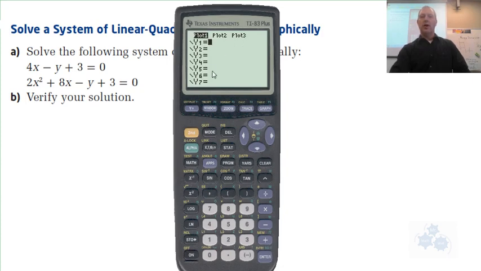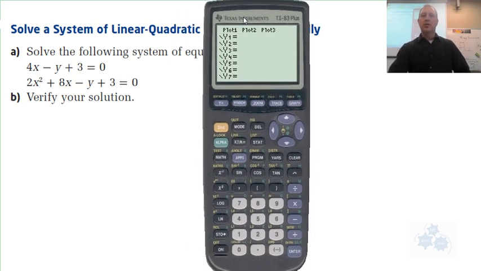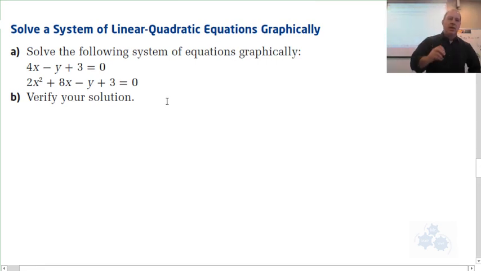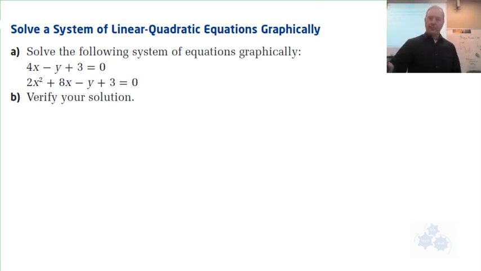If your plots are on, like this, if that's highlighted, that's bad. Okay, this should not be on, this should be off. Now, we're going to use a graphing calculator in a moment, but we have to look at this question.